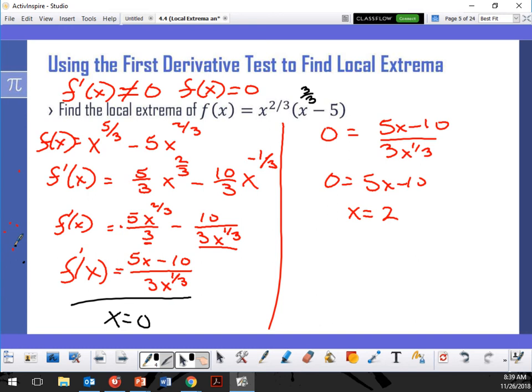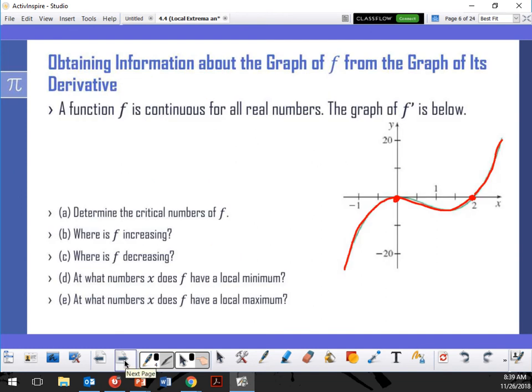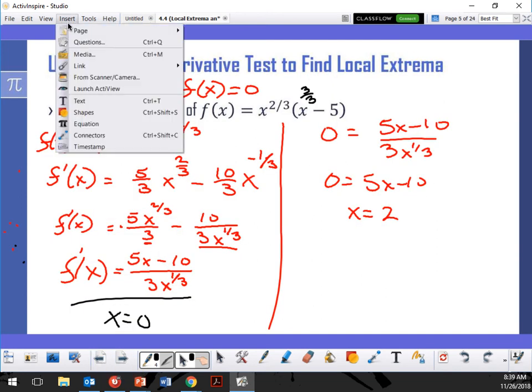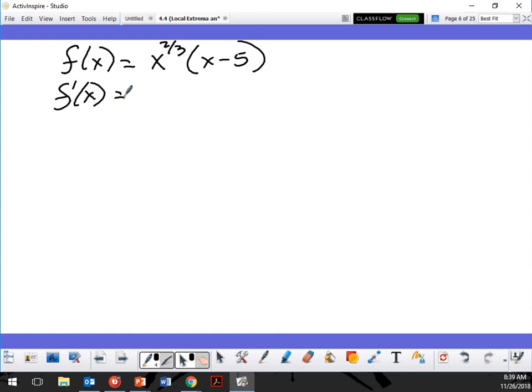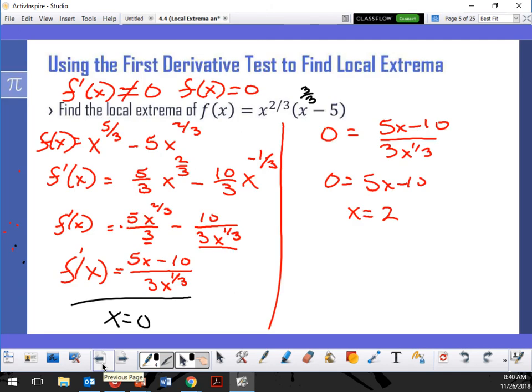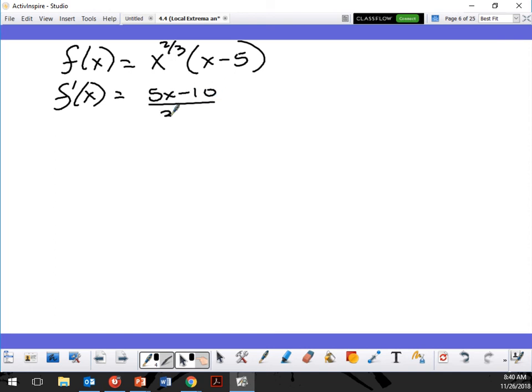Okay? So I have different things on different sides here. So let's take a look. Do I have another slide over here? No, not yet. Okay. Let's do insert, page, after current. So what was my function? It was x to the 2/3 times x minus 5 or plus 5? Okay, so f prime of x was 5x... there we go. So I know that for this one right here, a critical point is x equals 0, and another one is x equals 2.